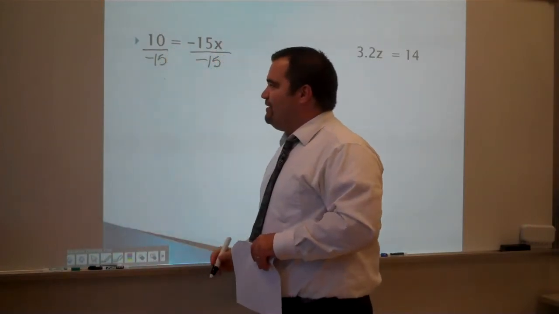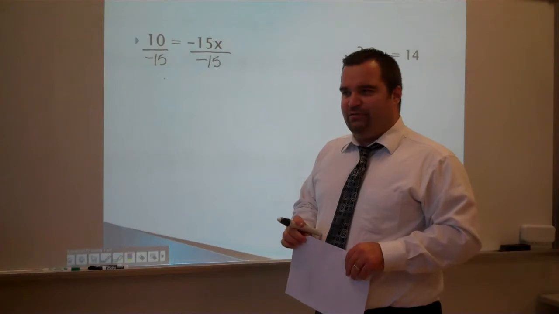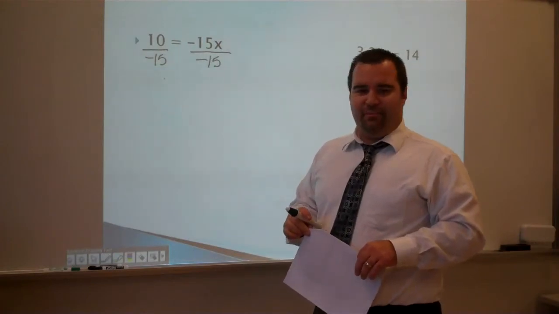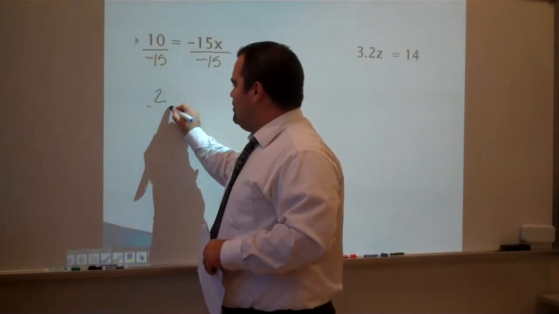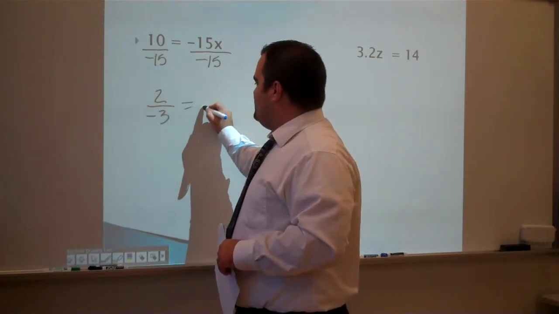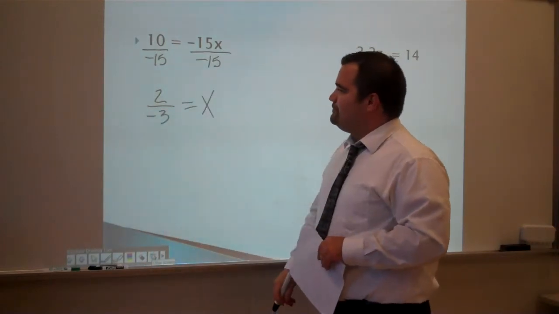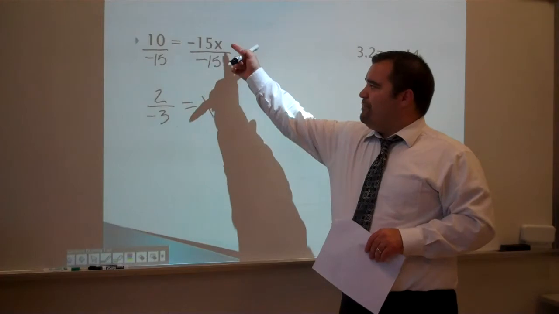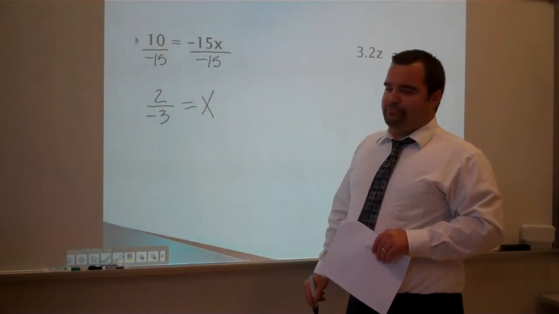Negative 10 over negative 15, that's a fraction that I could reduce. I could take a 5 out of both of those. I would get 2 over negative 3 equals x. I trust that you'll plug that back in and you can check it, but it's right.